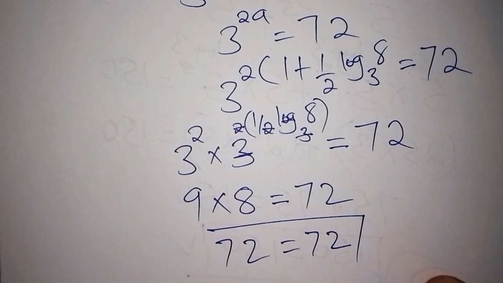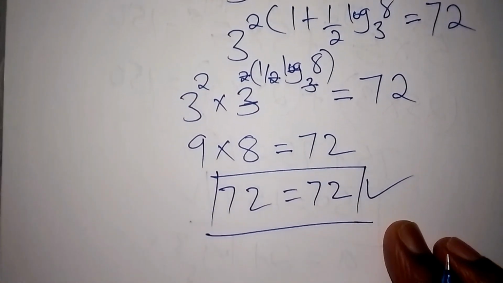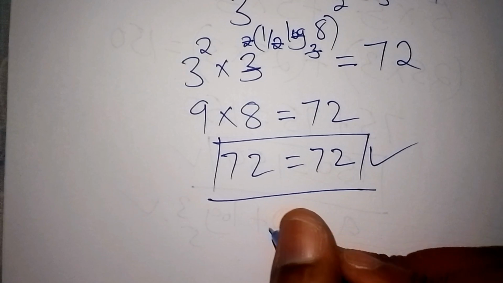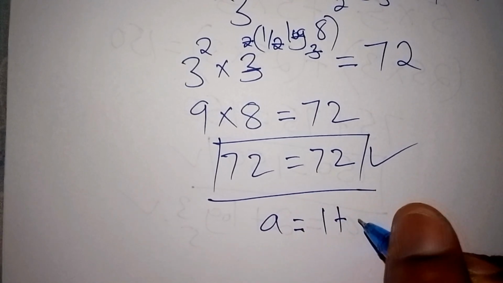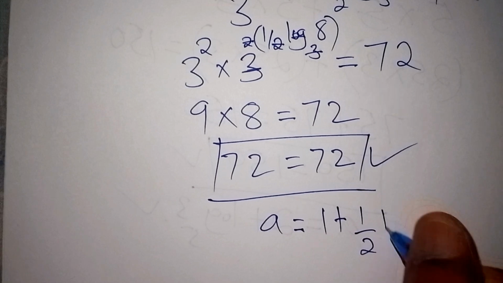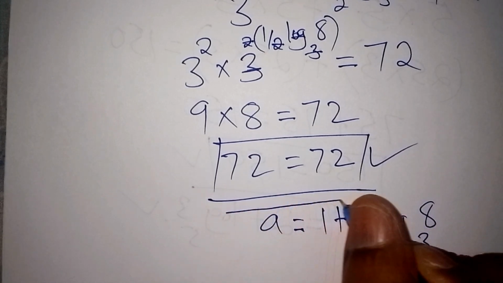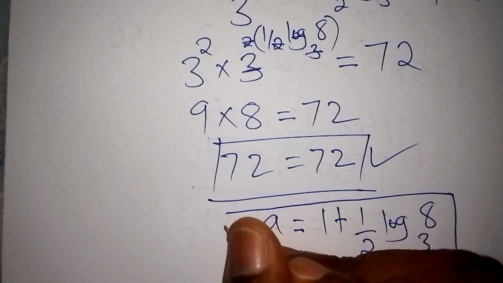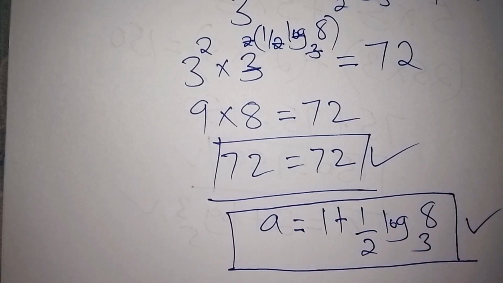So meaning that we are very correct when we say that our correct response for the value of A, in this case, our value for A is equal to 1 plus a half the log of 8 to the base of 3. So you can challenge this maths problem with your friend and see if they will arrive at the correct answer that we've arrived at.